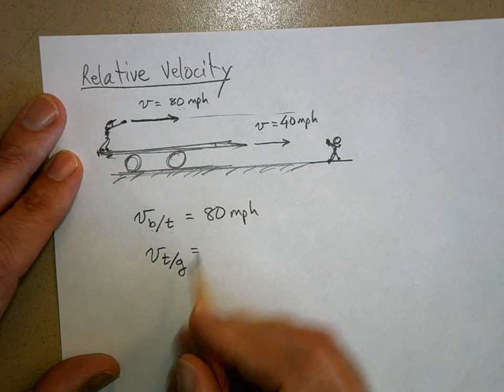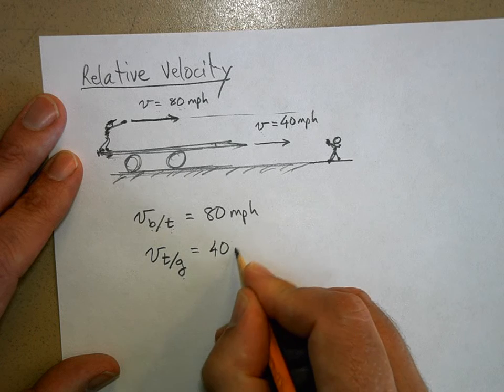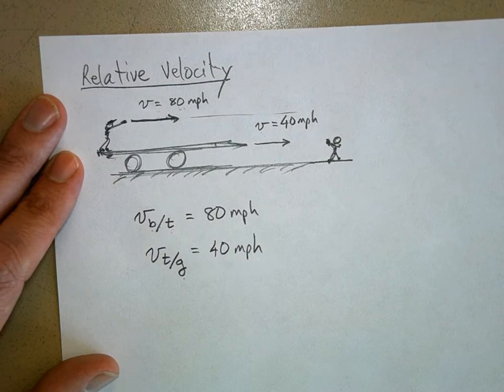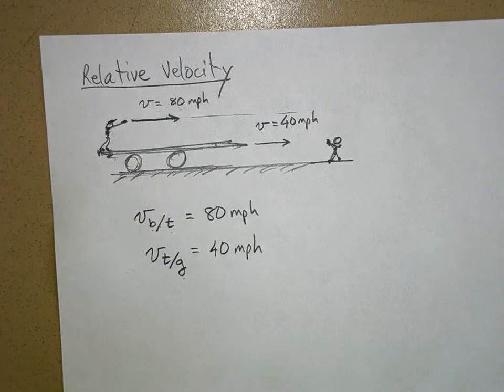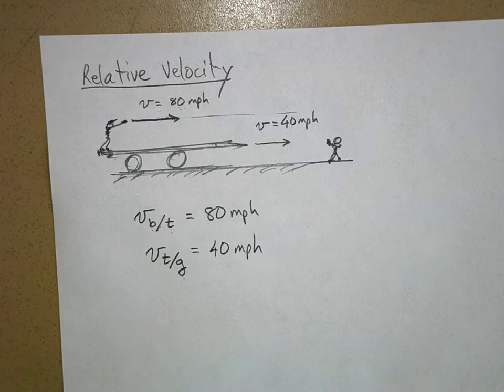And I'll use G for ground. And that's 40 miles per hour. So now I'm going to come up with a relative velocity equation that makes total sense. It really does when you look at a simple problem like this. When we get to more complicated problems, it's going to be confusing, but it's really the same thing.